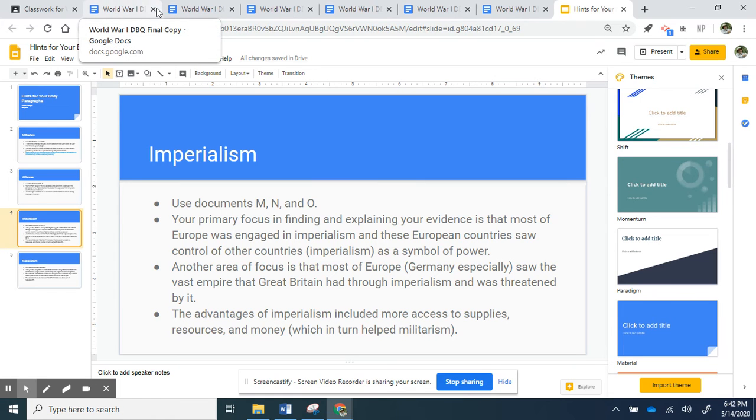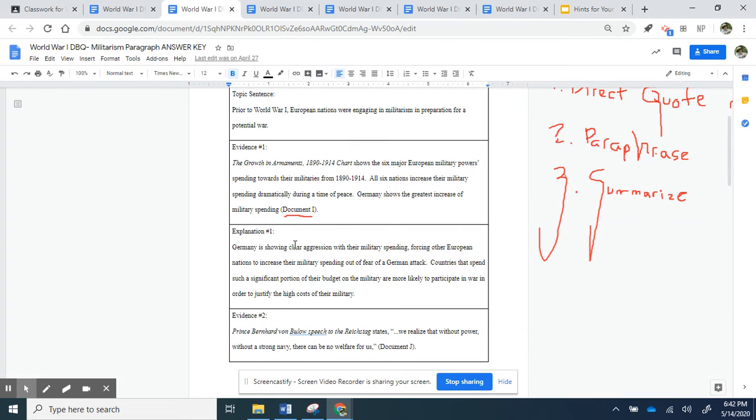So remember, your topic sentence is your one sentence introduction to your paragraph. So you let us know that in this paragraph, we are talking about militarism and how militarism led to World War I. So this is a really simple, straightforward one. Prior to World War I, European nations were engaging in militarism in preparation for a potential war. You don't have to go to the document analysis and quote anything. In fact, your topic sentence should not quote anything.